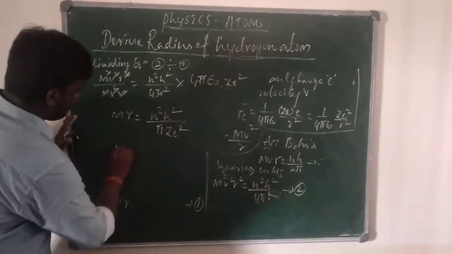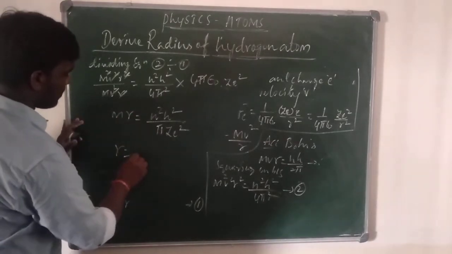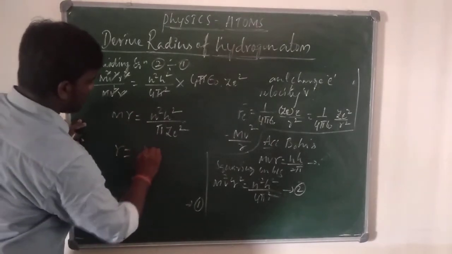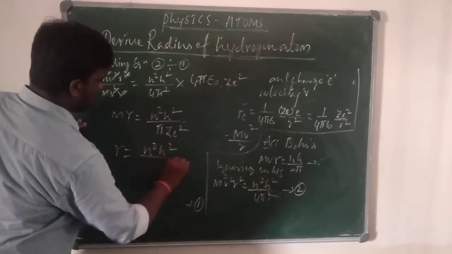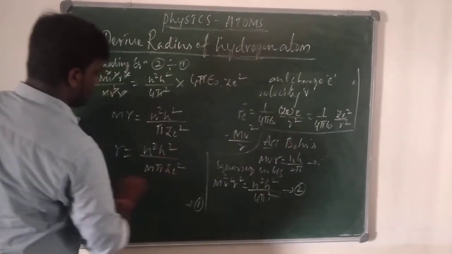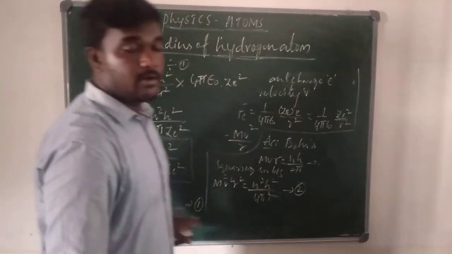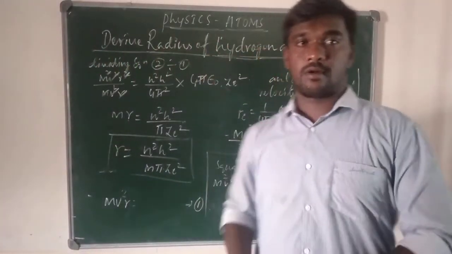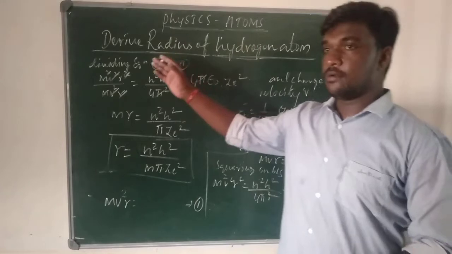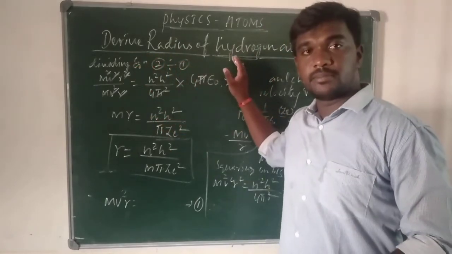That means the radius of the electron orbit is equal to n square h square epsilon naught by m pi Ze square. This is the expression for the radius of the electron orbit. So now we have derived the radius of the hydrogen atom.